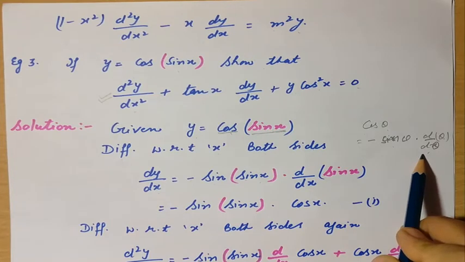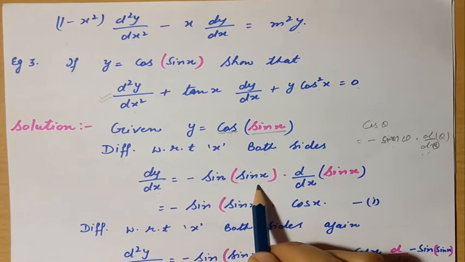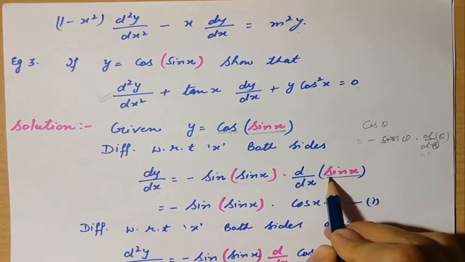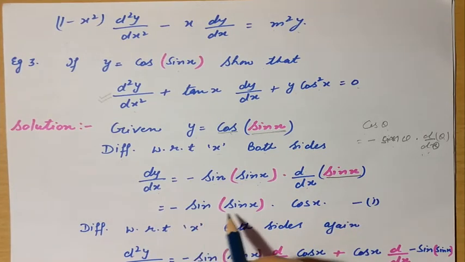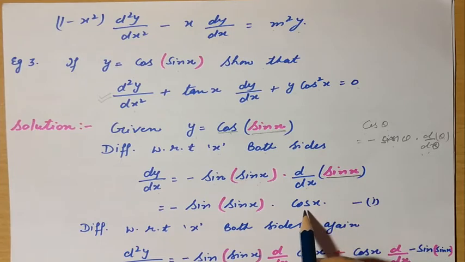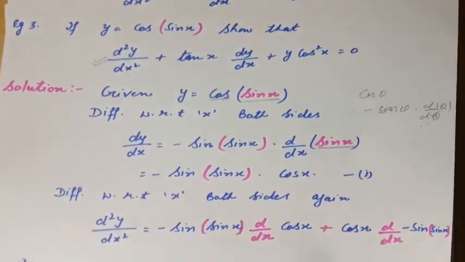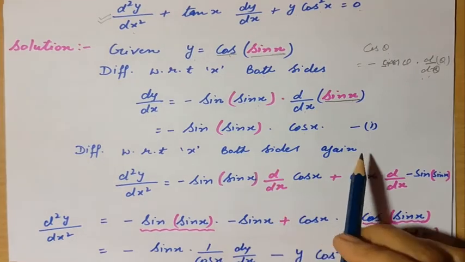Now we differentiate with respect to x. So it will be equal to minus sin of sin x, into differentiation of the angle. The angle is sin x, and its differentiation is cos x. So dy upon dx is minus sin of sin x into cos x. We will mark it as equation number 1. Then we will again differentiate with respect to x on both sides.